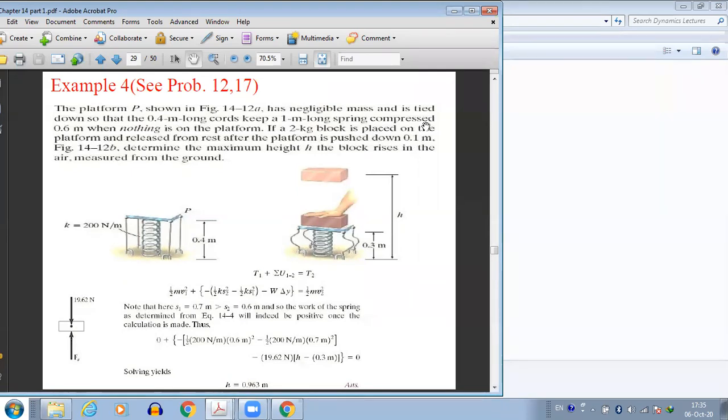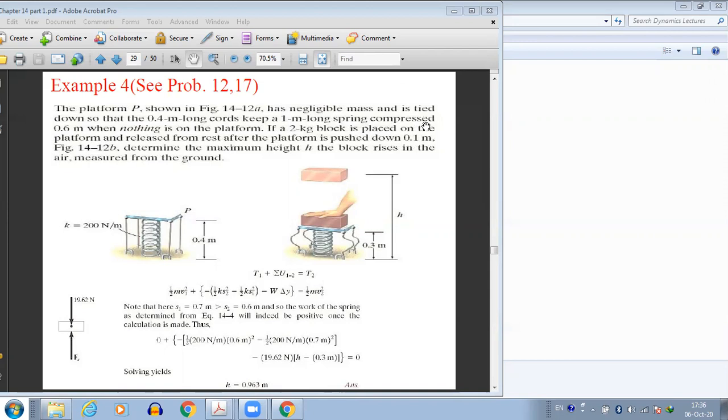Let me just look at it. What's the problem? What is the question? The platform shown has negligible mass and is tied down so that a 0.4 meter length cord keeps a 1 meter long spring compressed when nothing is on the platform. If a 2 kg block is placed on the platform and released from rest after the platform is pushed down 0.1 meter, determine the maximum height this block rises in the air measured from the ground.